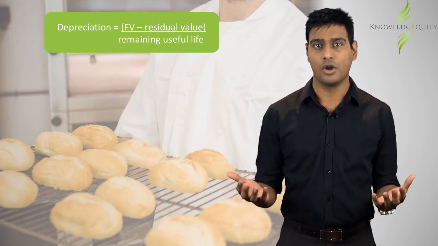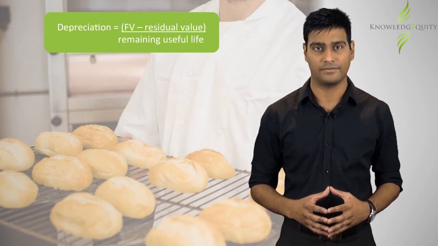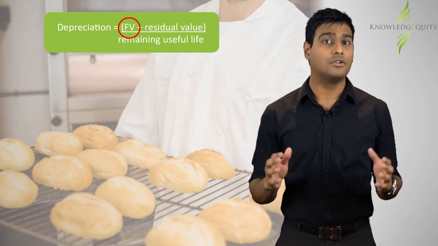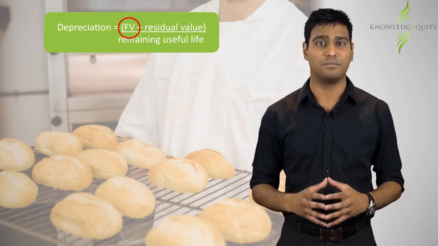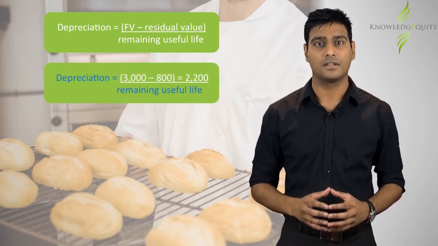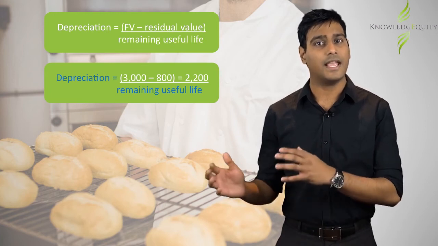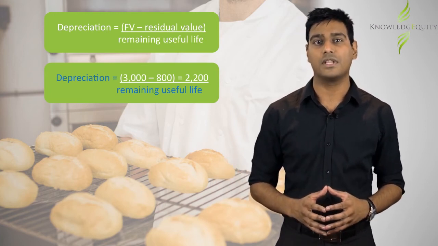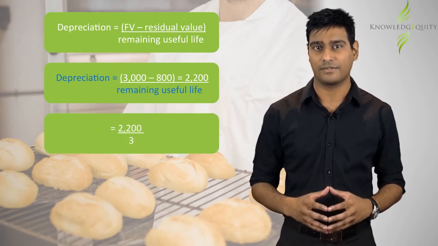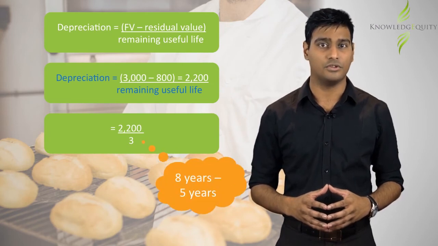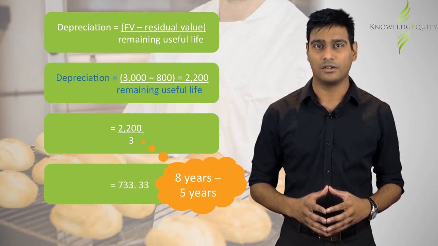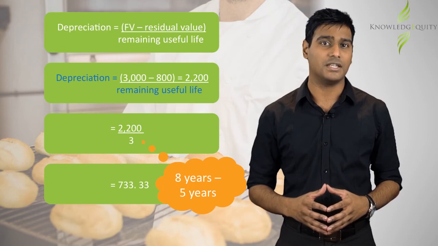minus the residual value over the asset's remaining useful life. Note that the fair value or the new carrying amount could be used, but not cost, as this was not the first time depreciation has been calculated for this asset. $3,000 revalued less $800 residual value equals $2,200. This is divided by the 3-year remaining useful life, 8 years of total useful life minus 5 years that passed. $733 rounded off is the new depreciation in year 6.